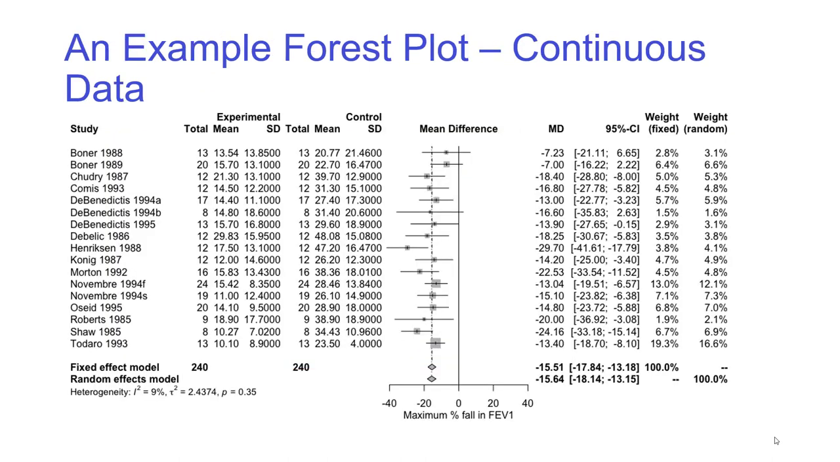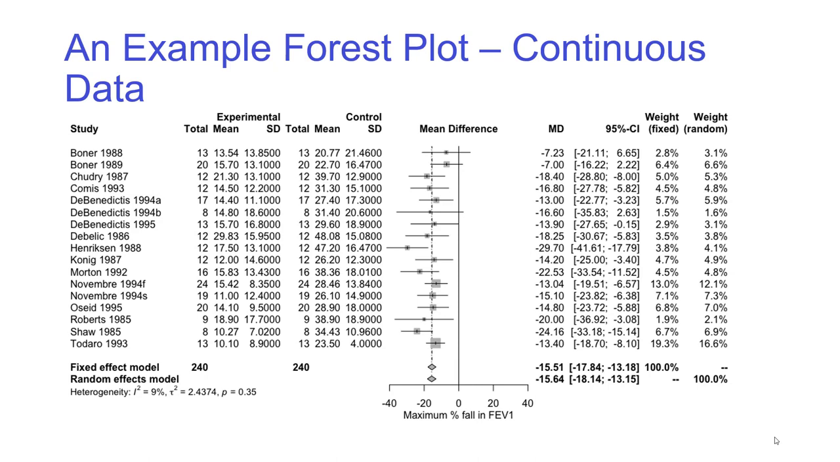This is a forest plot for continuous data. You've got the study name and the year. You've got the mean and standard deviation and the total number of participants for the experimental and the control. You've got the mean differences. Then you've got the calculated mean difference, its confidence interval, the weight, and the weight for a random model.